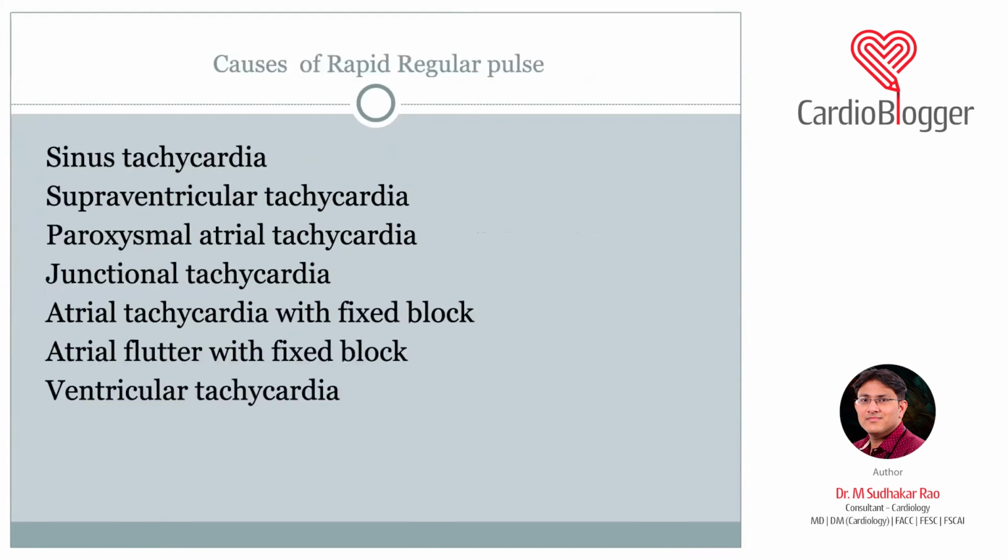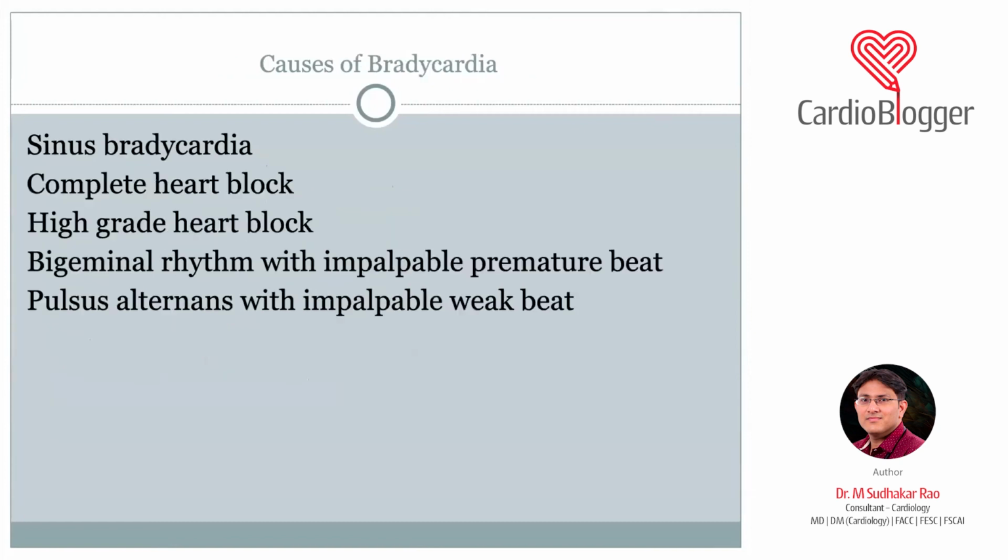Now, causes of a rapid regular pulse: sinus tachycardia, inappropriate sinus tachycardia, supraventricular tachycardia, junctional tachycardia, flutter with fixed block, and atrial tachycardia with fixed block. They are all the causes of a rapid regular pulse. So you should not have confusion on a regular pulse. It is more the irregular pulse which creates confusion.